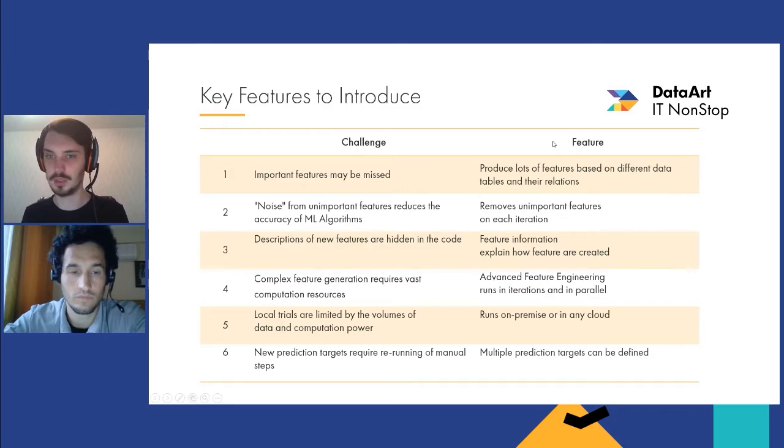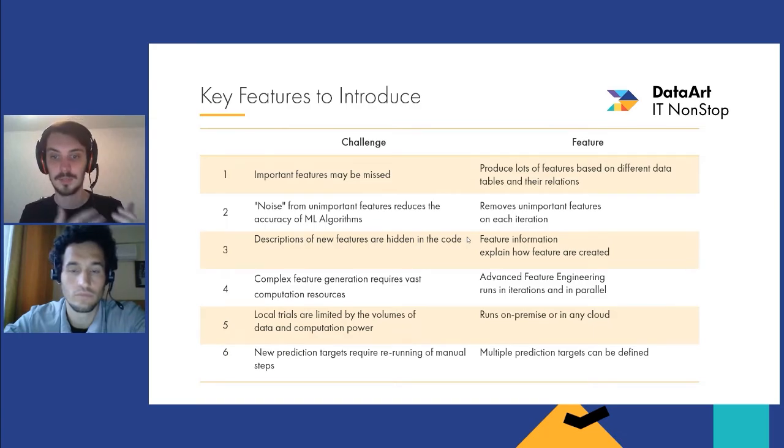So we thought that, yeah, we need to produce a lot of features based on different data tables and their relations. So that's our source of increasing the score. We knew this. Also, we knew that we need to remove unimportant features, because there should be some way to understand from thousands of features which one would be the best, because in production you will not use millions of features, right? And we should know what are those features. So we need to explain those. We need to have feature information of the created features.